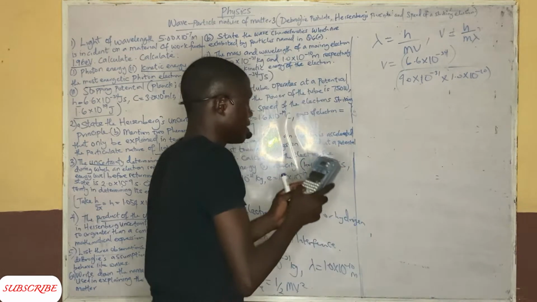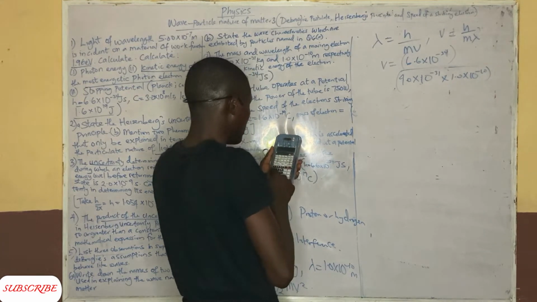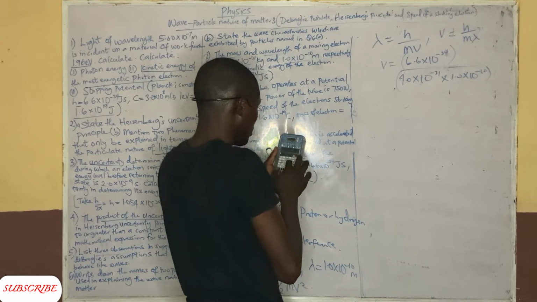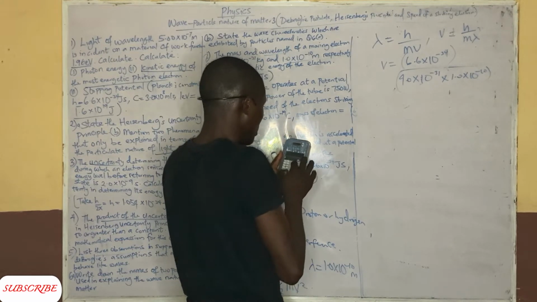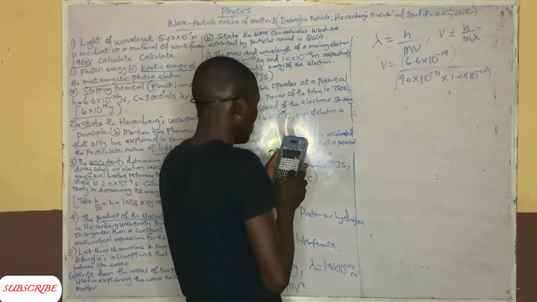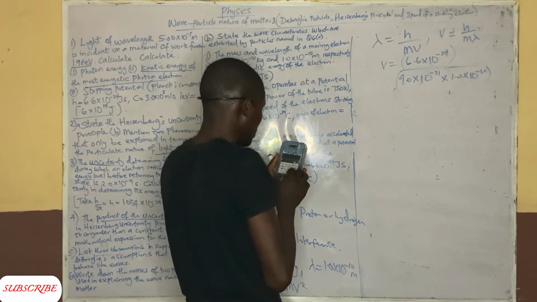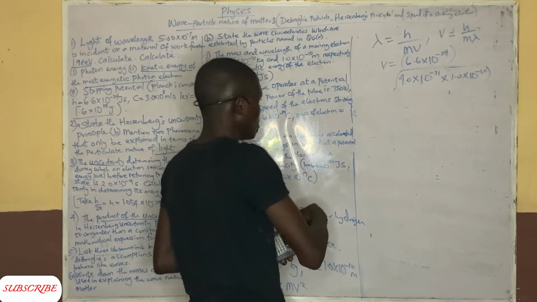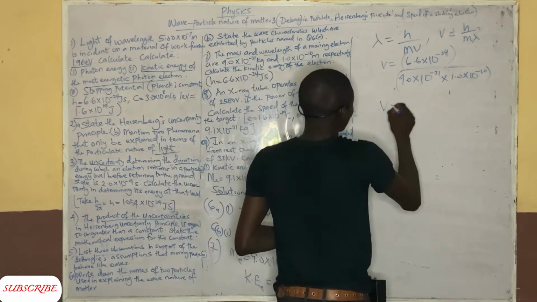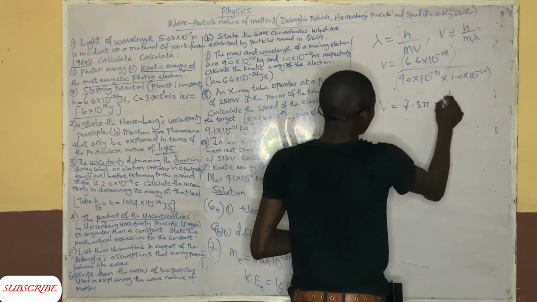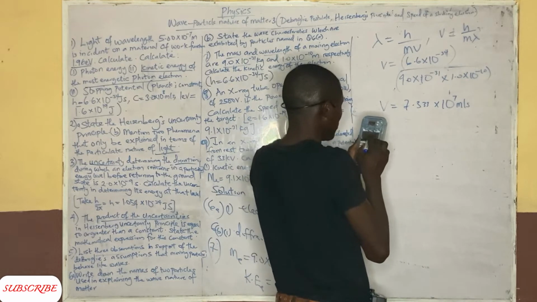Now, open bracket, 6.6 multiplied by 10 to the power minus 34, bracket close, divided by, open bracket, 9.0 times 10 to the power minus 31 times 1.0 times 10 to the power minus 10, bracket close. We have 1, 2, 3, 4, 5, 6, 7.333 times 10 to the power what? Meters per second.